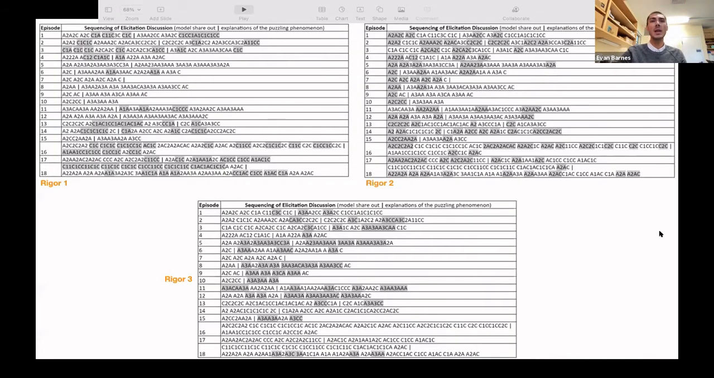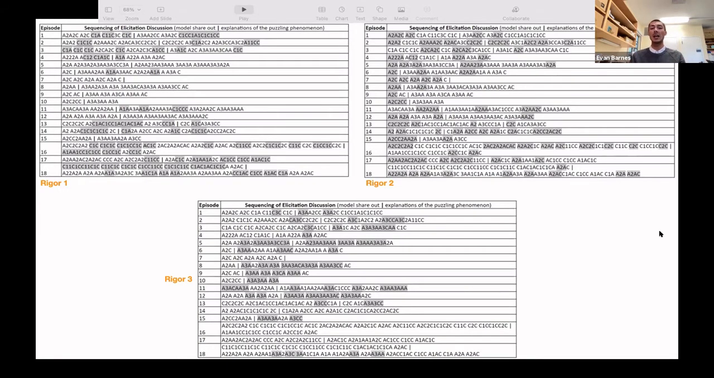To help us identify patterns, we visualized the sequencing of each elicitation discussion, all 18, into one string of symbols. We represented every talk move with either an A for ambitious or C for conservative talk move. And then we represented every student contribution as either a 1, 2, or 3 to indicate that rigor.